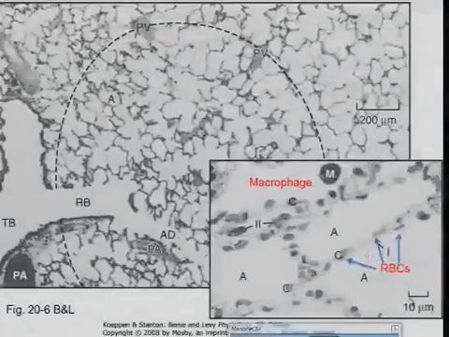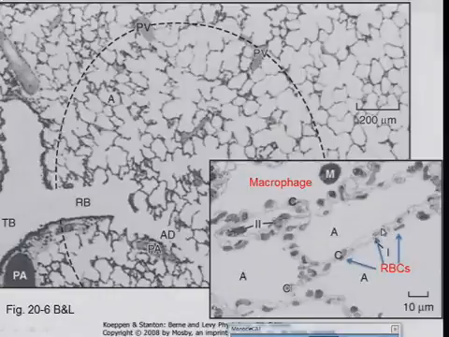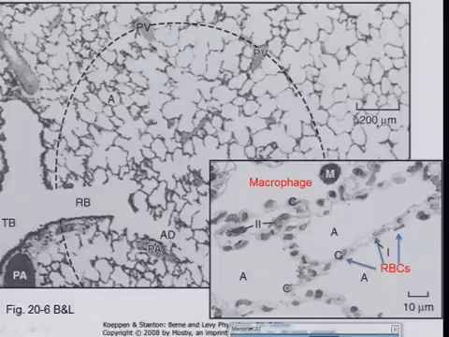Here's just a size here. This is a 10 micron scale bar. Typically, a red blood cell's a little smaller than 10 microns. So you can see how small these blood vessels really are in the close proximity.